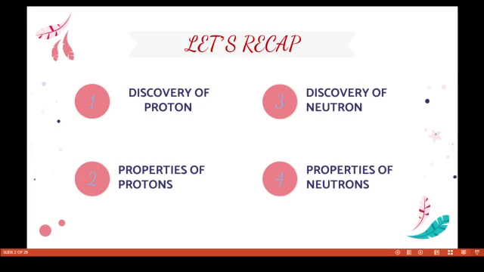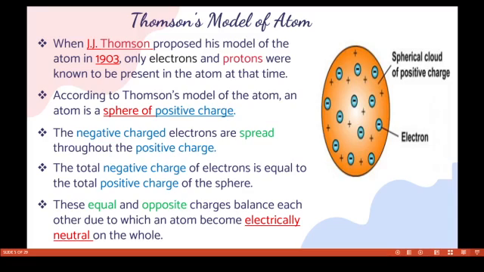Today we have to talk about the Thomson model of the atom. After the discovery that atoms contain electrons and protons, it became necessary to find out how these electrons and protons were arranged inside the atom. J.J. Thomson was the first scientist to propose a model for the structure of the atom, in 1903. Only electrons and protons were known to be present in the atom at the time.